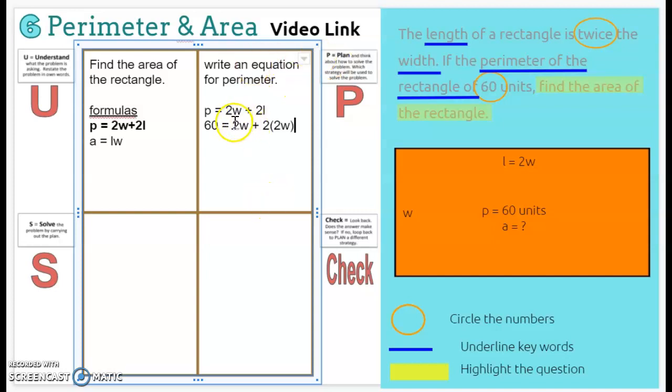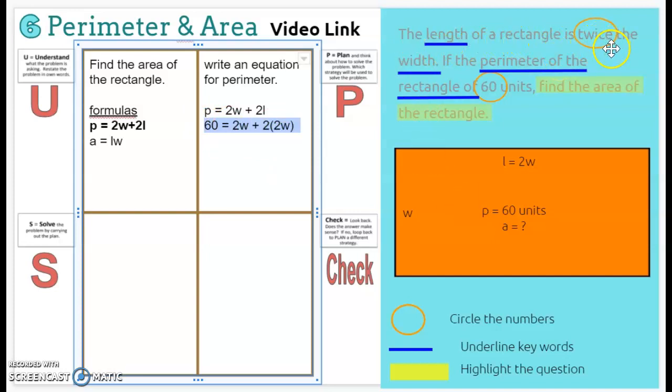So this is what I have. And when you're first looking at it, it looks the same. But I need to simplify this just a little bit more. Remember, we are talking about combining like terms, and we need to solve for W. But this is the equation. Let's read it one more time.